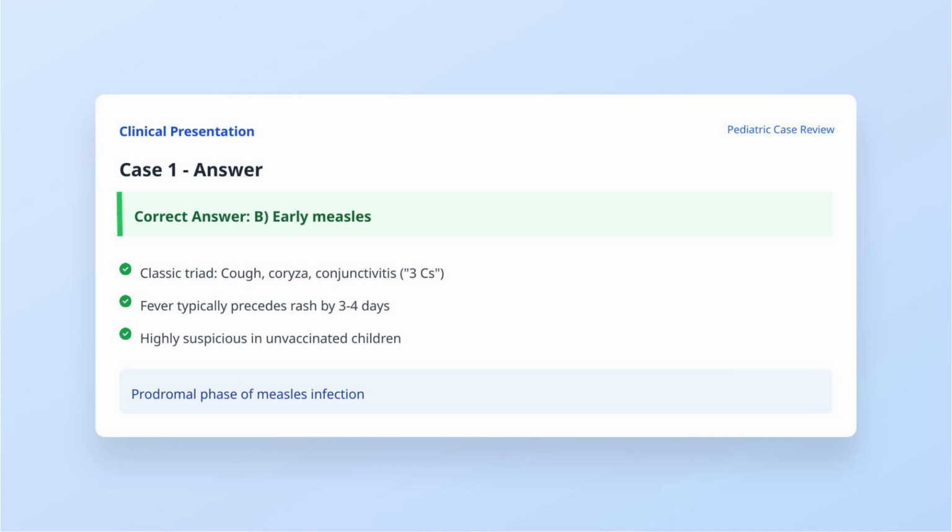This represents the prodromal phase characterized by the classic triad of cough, coryza, and conjunctivitis, often called the 3Cs. High fever typically precedes the rash by 3 to 4 days. This presentation is highly suspicious in unvaccinated children, especially during outbreaks or after known exposure.